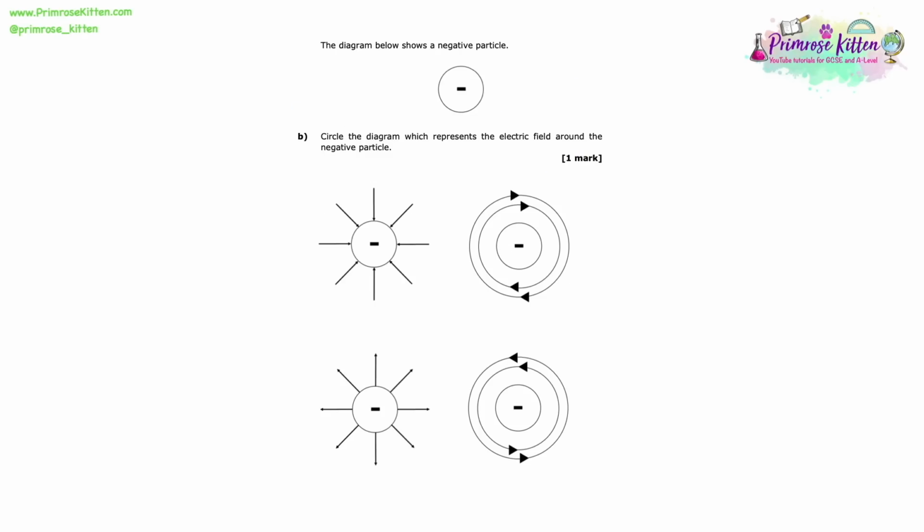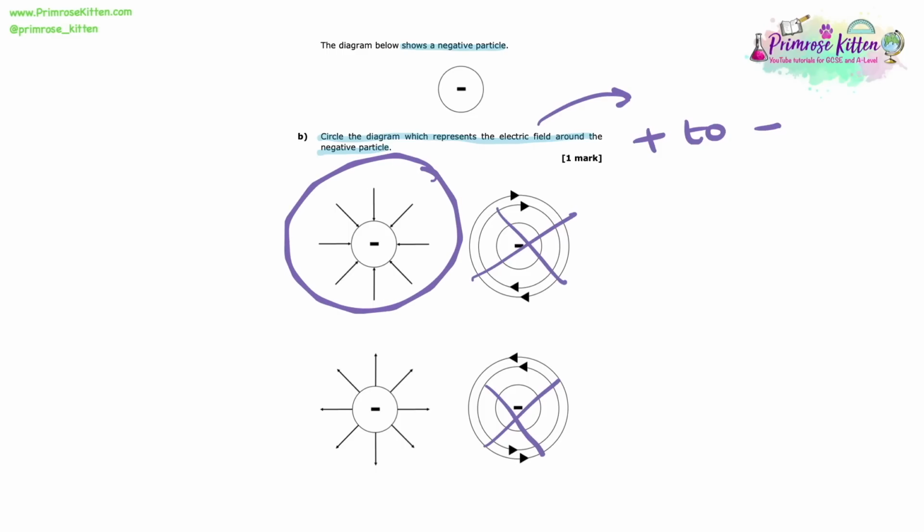The diagram below shows a negative particle. Here we're asked to circle the diagram which represents the electric field around the negative particle. Well, we should know that when we have an electric field, it will go from a positive charge to a negative charge. We should also recognise that it's going to be a radial pattern, so it's going to be arrows either going towards this spherical charge or away from it. It's not going to look like the two options on our right with these circles circling around the charges, so we can cancel these out straight away. And using the fact that electric fields go from positive to negative, we can then positively identify our answer as this one here. And that's due to its general shape and also the fact that those arrows are pointing towards the negative.